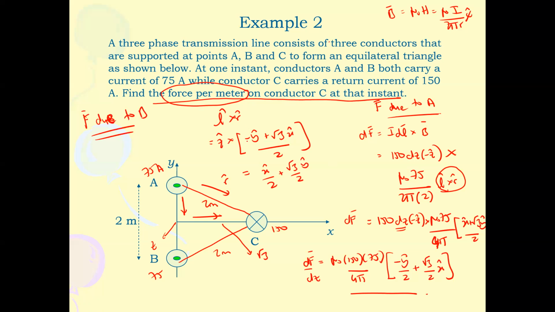To calculate the total force, we take the force produced by wire B on current C, and following that, we just add the two answers together, the answer from this solution and the answer from the second solution. That will give us the force per unit length on conductor C. For the force due to D, I think you can do it on your own, because the method will be similar to what we have done earlier.